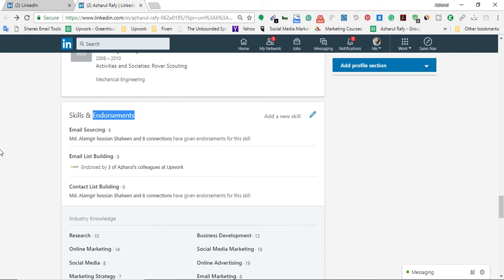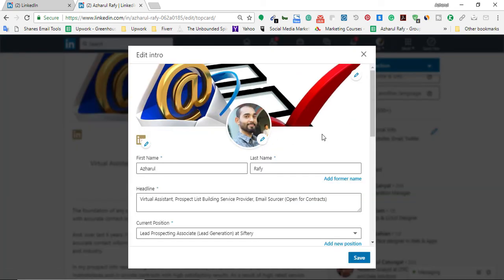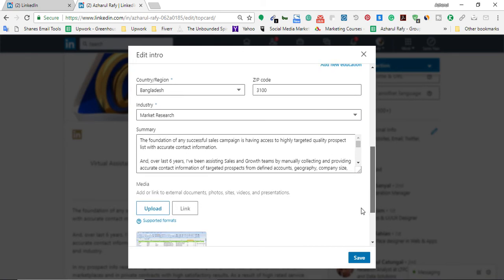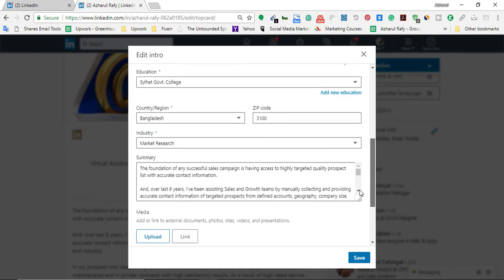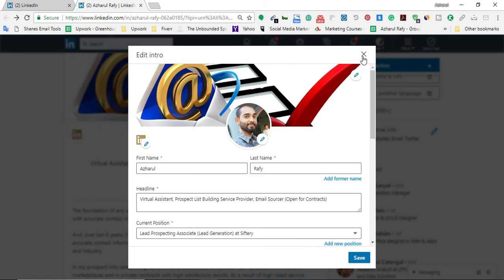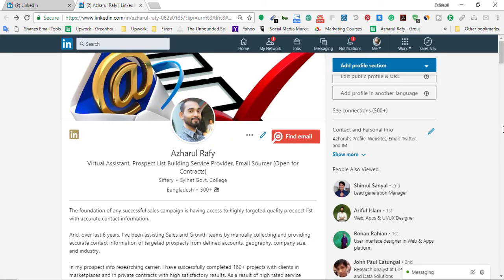So these were the most important sections of a LinkedIn profile to put accurate information in an organized way, to get discovered by potential recruiters or hiring persons easily.